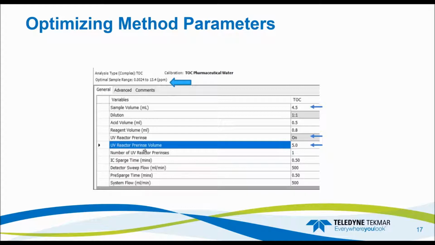I also, just to help with carryover and keeping the system as clean as possible, and just something I've picked up by running the Fusion, I like to turn this UV reactor pre-rinse on, and I like to use a volume that's bigger than the sample volume. That just gives a little bit extra clean in between each sample. It's just a little helpful tip you can use in any method. It's not going to hurt to do a little extra rinse of that UV reactor. Okay, so that's the method.